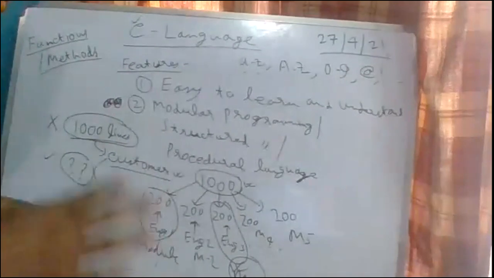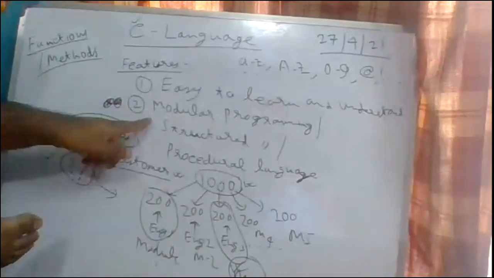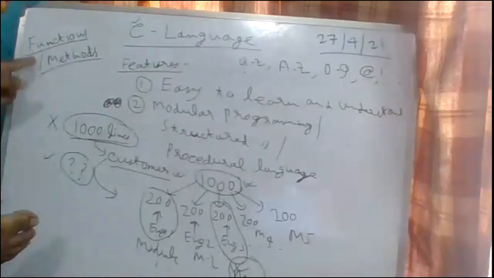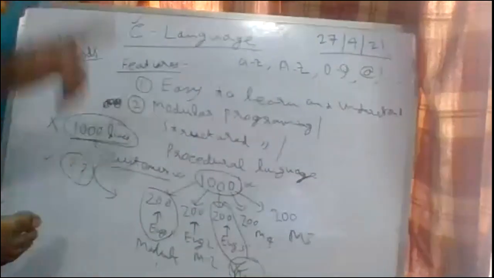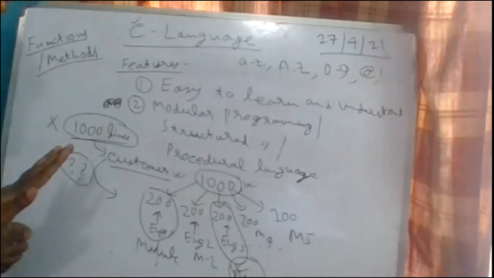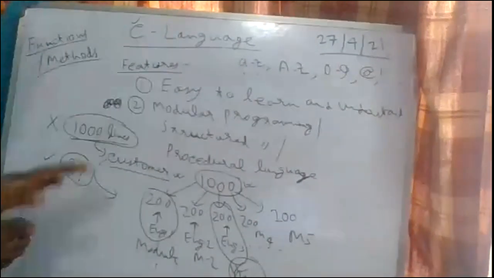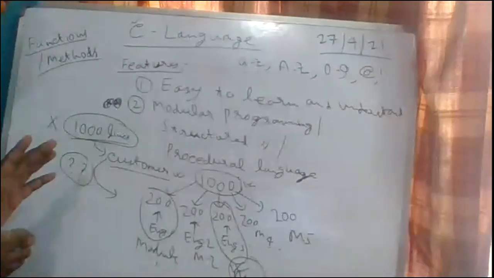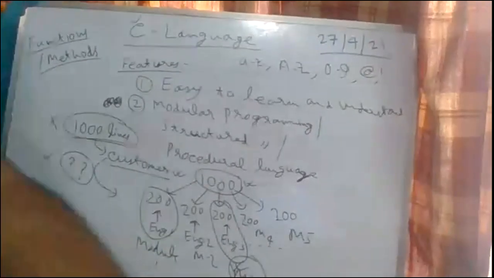Okay, is it clear? Understood? This concept is called the modular programming concept, which can be implemented in C programming with the help of functions or methods. Clear? Anyone has any doubt? Any question, any doubt? Okay, is it clear to everyone? Yes, sir.